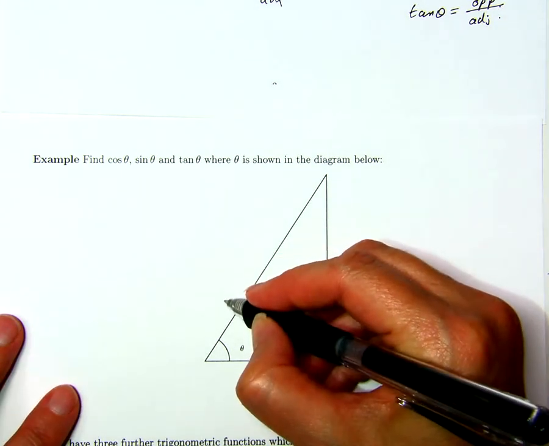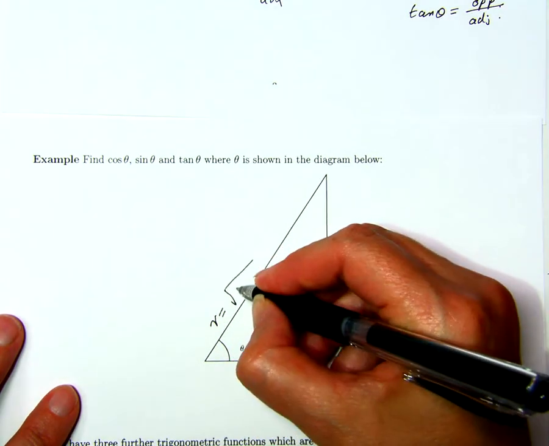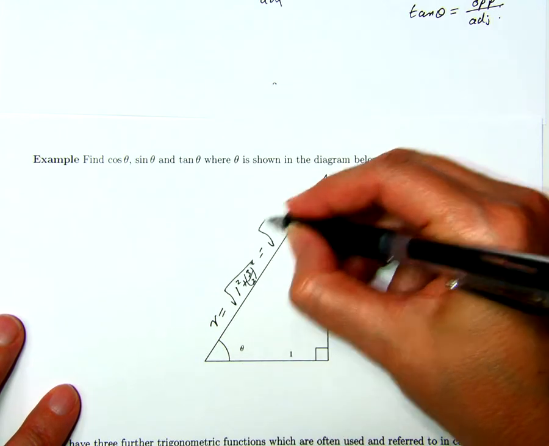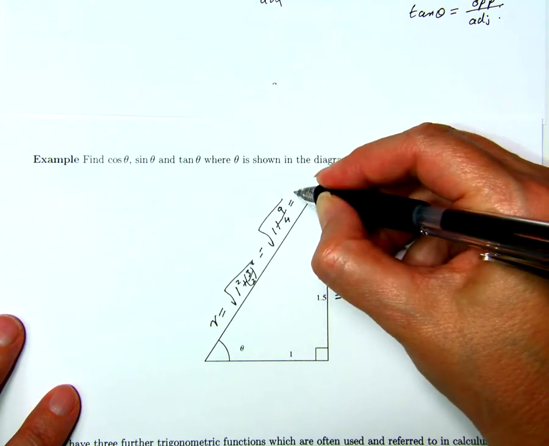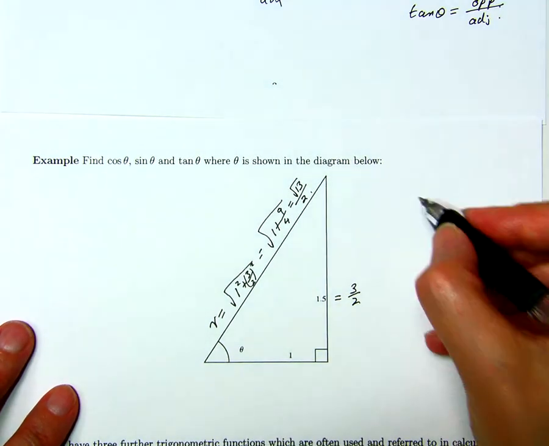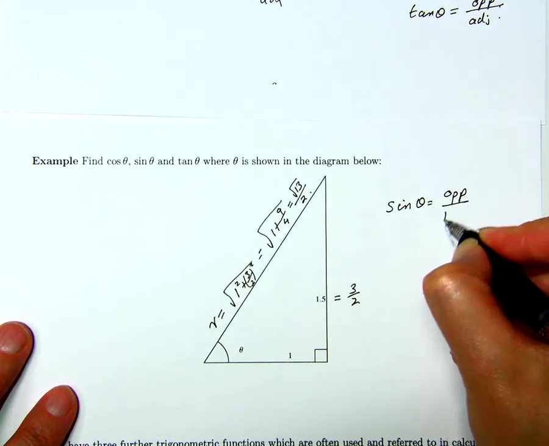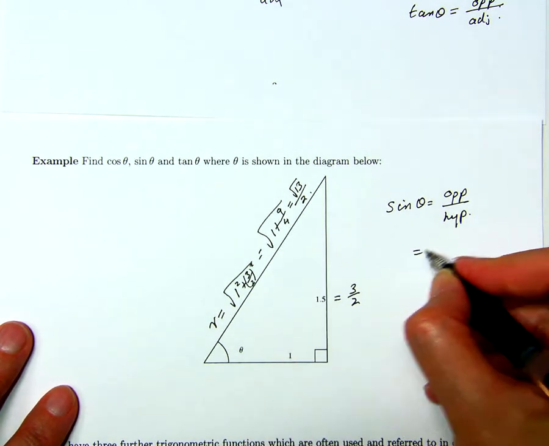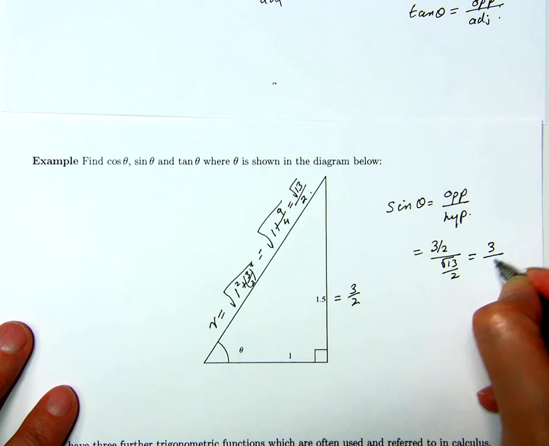We'll also need the hypotenuse for our calculations, so we have, according to Pythagoras, that's the square root of 1 squared plus 3 over 2 squared, and that's equal to the square root of 1 plus 9 over 4, which is the square root of 13 over 2. Okay, so we now know that sine of theta is the length of the opposite side to theta over the length of the hypotenuse, so that's 3 over 2 over the square root of 13 over 2. That's 3 over the square root of 13.